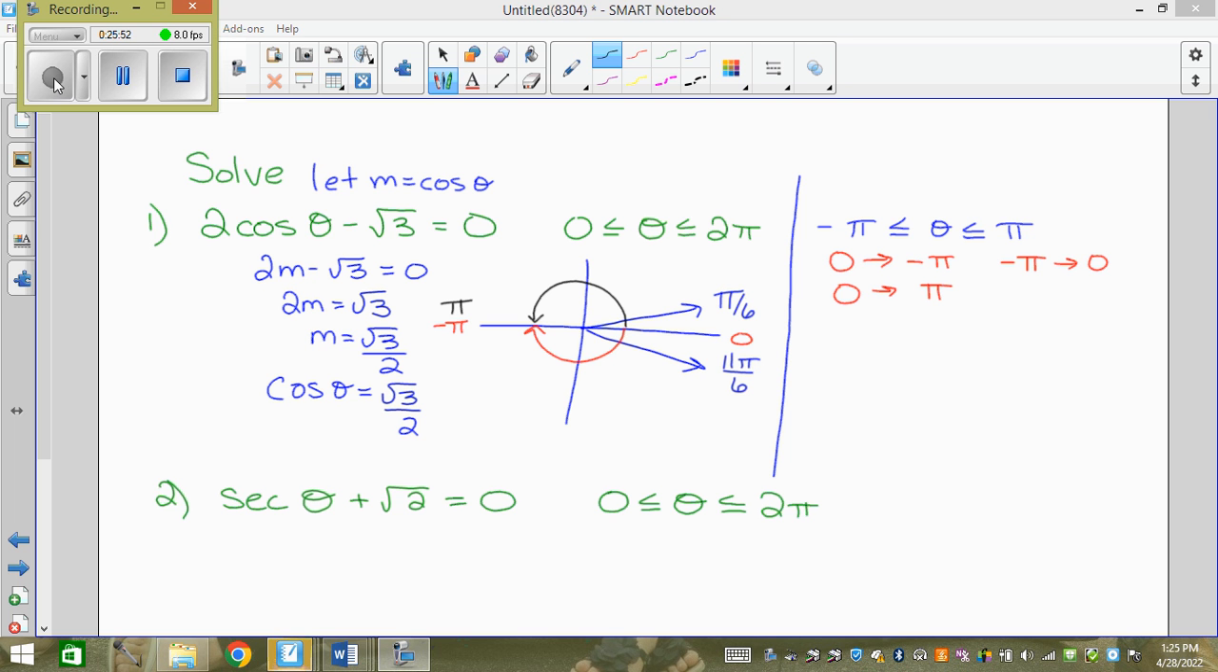Can I give the pi over 6 as an answer, though? Does pi over 6 work? Does it fall between 0 and pi? Yes. So pi over 6 is good. So we'll go theta equals pi over 6. That's one of my actual answers that will fit in here.